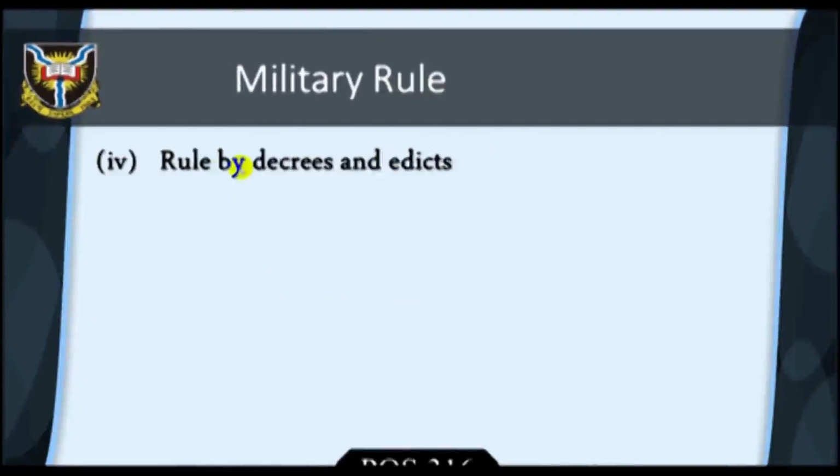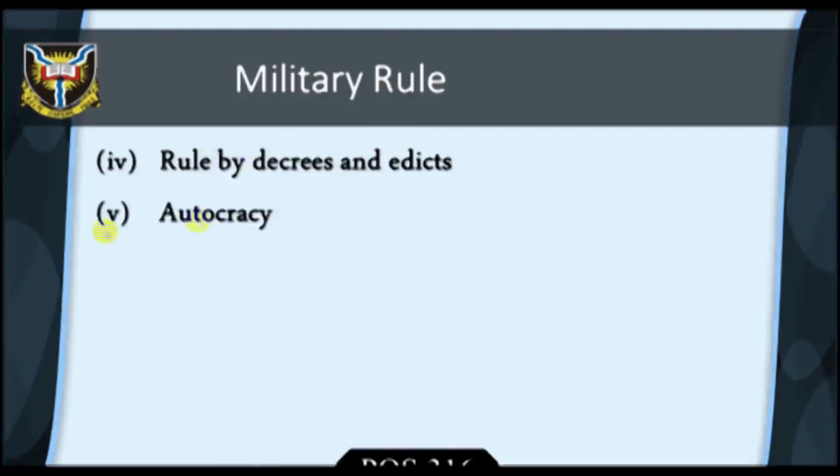Fourthly, rule by decrees and edicts. Still in accordance with the rule by force, the military promulgates decrees for the central government in Nigeria, while it has edicts at the state or regional levels. These are unquestionable laws by the military.